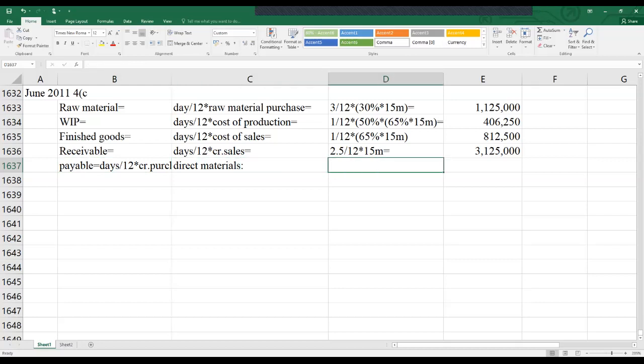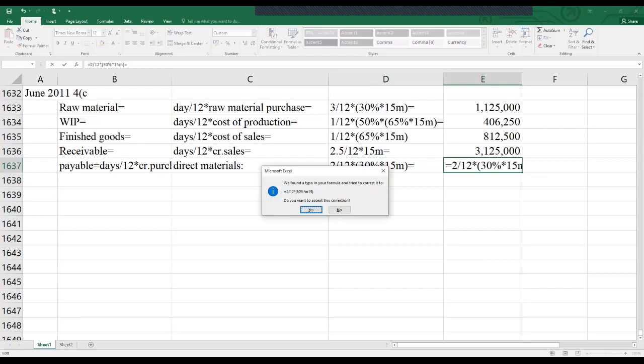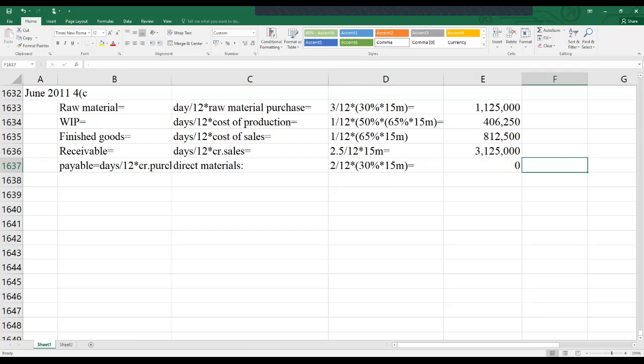So if the supply is for material, the company gives 2 months, so 2 out of 12, times the amount the company buys for material. In a year, the company buys from them 30% of the turnover. So 30% of the turnover, 15 million, gives us how much? 750,000. Let me just confirm that. 750,000 to be the amount the company owes the direct material suppliers.